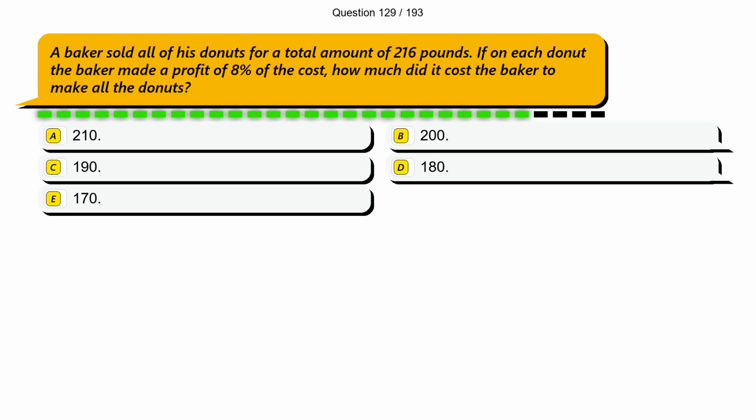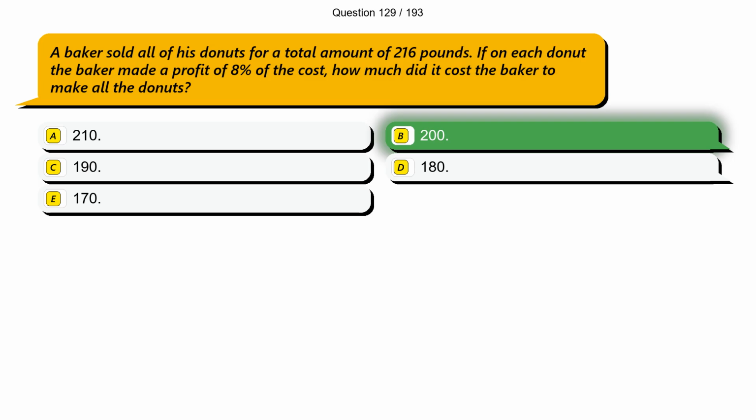Question 129. A baker sold all of his donuts for a total amount of £216. If on each donut the baker made a profit of 8% of the cost, how much did it cost the baker to make all the donuts? Option A, 210. Option B, 200. Option C, 190. Option D, 180. Option E, 170.